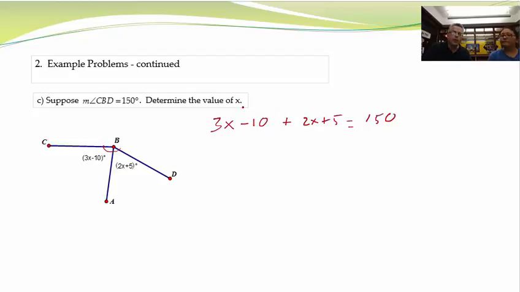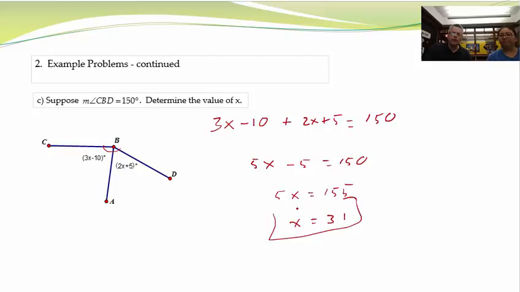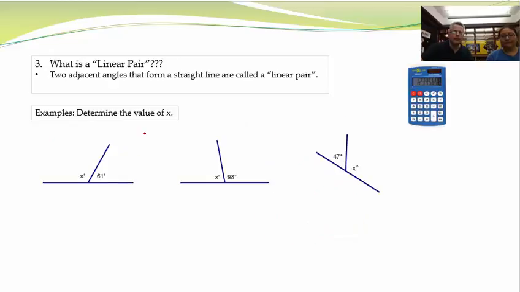In a lot of angle problems, the first step is geometry. What does the figure tell us, and what equation do we get from the figure? After that, it's just algebra. We combine terms. 3x plus 2x is 5x. Minus 10 plus 5 is minus 5, equals 150. If you add 5 to both sides, you get 155. If you divide by 5, you get x equals 31. Now, sometimes they ask you to go back and figure out the angles. We could put 31 in and figure out what the actual angles are, and they should add up to 150. Okay, next problem.